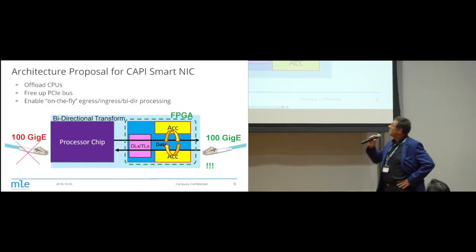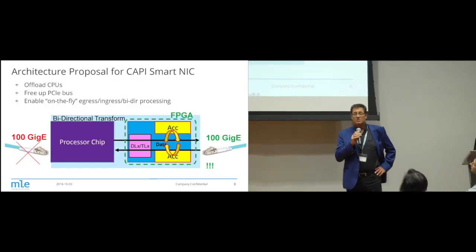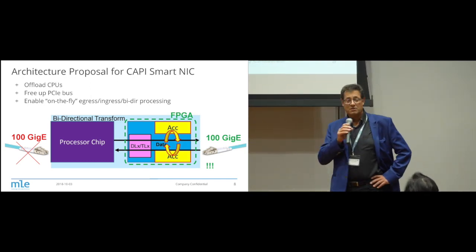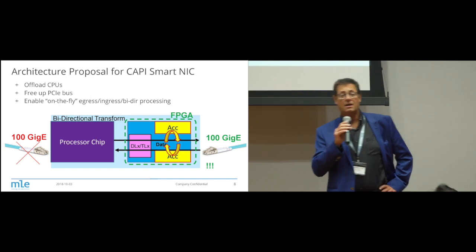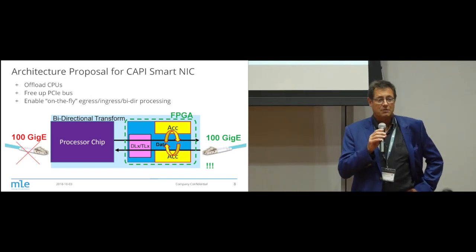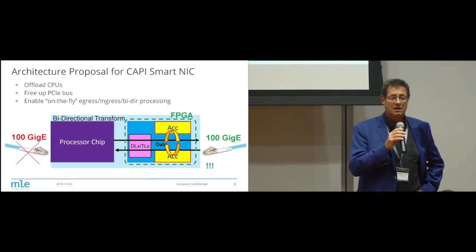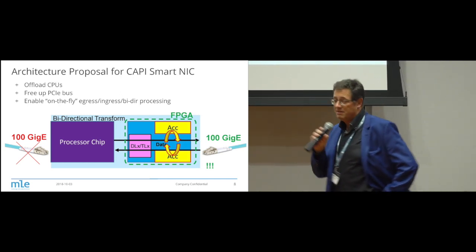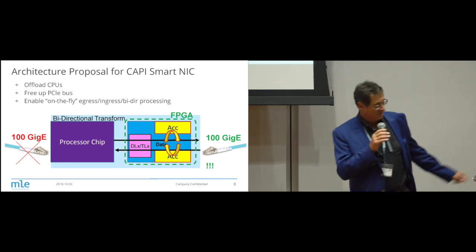So this is how we see systems today. High-speed networking is connected towards the processor chip. We do scatter-gather DMA, typically through a PCI Express network interface card into the software on the CPU side. And we believe this is not the right approach.